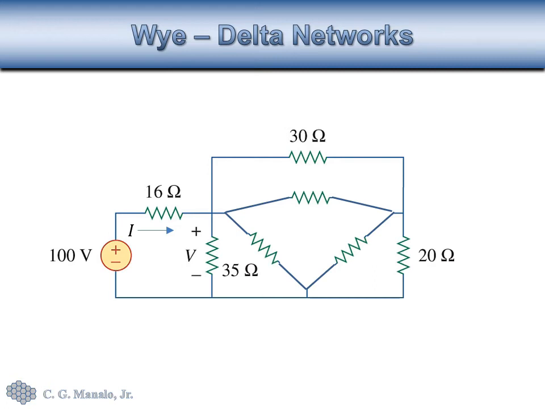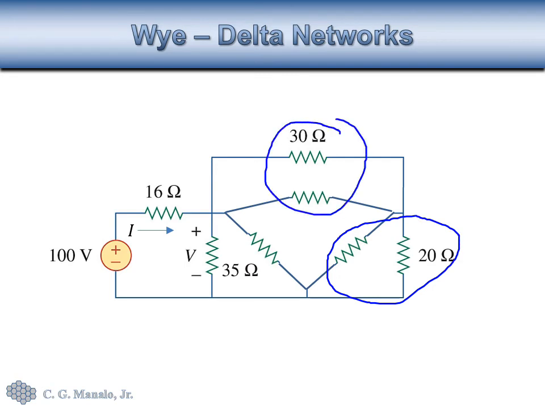And what's good about this conversion is that once it is converted, we can see that these two resistances are in parallel, these are also in parallel, and also this one. Okay, so they can be combined to form a much simpler circuit. So let's do that.